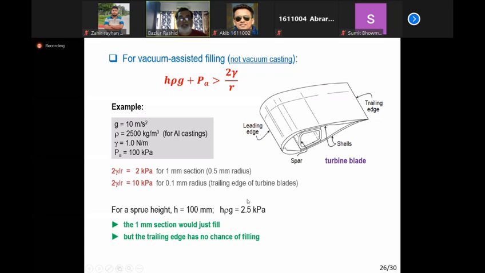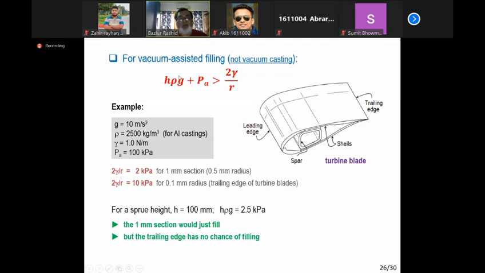That means the positive pressure is 2.5 kPa, and this 2.5 kPa is forcing the liquid metal to enter the mold cavity. For a 1 millimeter section, the resistance is only 2 kPa. So the liquid metal is moving at 2.5 kPa against a resistance of 2 kPa, so it can easily enter the 1 millimeter section. On the other hand, to enter the trailing edge, which is only about 0.1 millimeter radius, the resistance is 10 kPa, but we are forcing the liquid metal using 2.5 kPa. So liquid metal cannot enter these sharp points. As a result, there will be a defect in this area, and we will have incomplete castings. So the trailing edge has no chance.